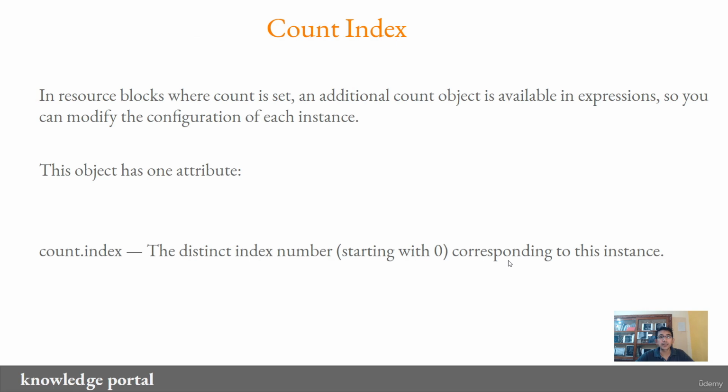The next important aspect here is the count index. In a resource block where count is set, an additional count object is available in expressions, so you can modify the configuration of each instance. This object has one attribute, as we were discussing, that is count.index. The distinct index number, starting from 0, corresponds to the instance. Again, this might be a little confusing if you just look at the definition. Let's look into it with a practical use case so that it becomes better understood.